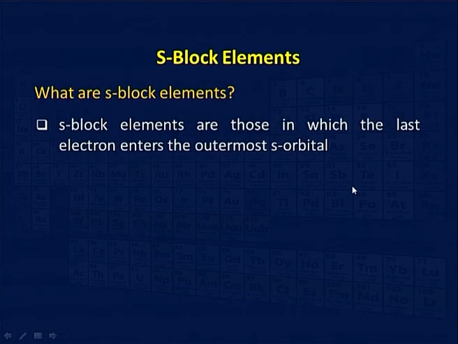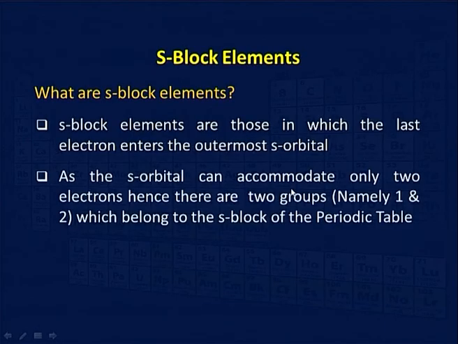Now what are S block elements? The S block elements are those in which the last electron enters the outermost s orbital. Now an orbital cannot hold more than 2 electrons. Since the orbital can only hold 2 electrons, we can have only 2 groups.